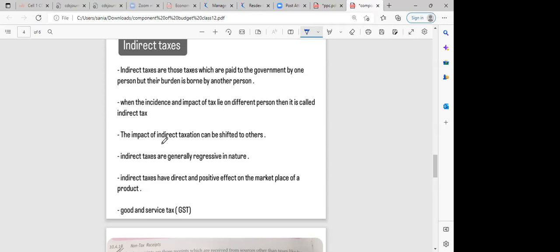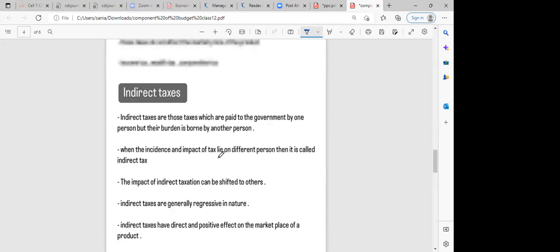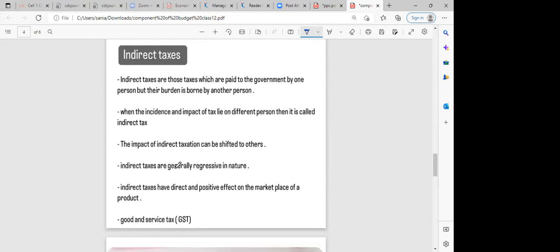The impact of indirect taxation can be shifted. Here you can shift it. Indirect taxes are generally regressive. Direct taxes were progressive, but these are regressive. For example, you want to purchase a shirt. It is 200 rupees, but after taxation, it is 300 rupees. For you, it is okay, you can afford it, but another person cannot afford it. So basically, these are always regressive in nature.